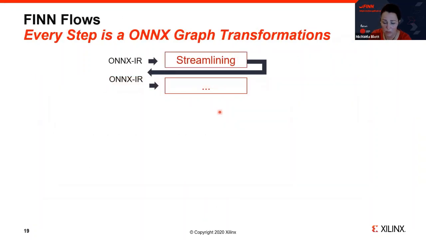So just drilling a little bit more into these graph transformations. Every step in the Finn compiler is a graph transformation on the ONNX IR. Let me explain in more detail what exactly that is. A step in the Finn compiler is a Python function that takes as input a graph, looks for a specific pattern, and changes the graph in a particular way. Afterwards, the changed graph is returned back to the Finn flow.